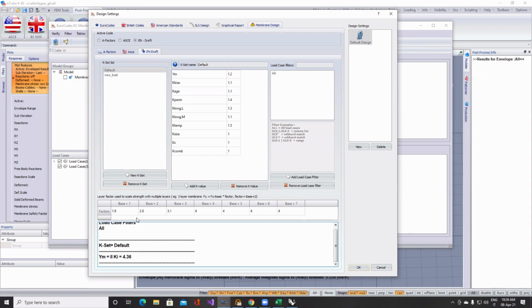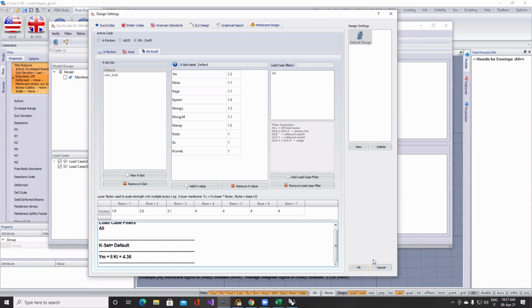4.36. But if the membrane has more than 1 layer, for 2 layers, it would be 1.9 multiplied by 4.36. For 3 layers, 2.6, and so on. What does this mean? If we have 2 layers of membrane, the strength of 2 layers is not equal to 2, but it's equal to 1.9 times the value. If we have 3 layers, it's not 3, it's 2.6. So clearly, 2 layers of membrane don't have the strength of 2 layers, but it's a bit less for a safety reason.